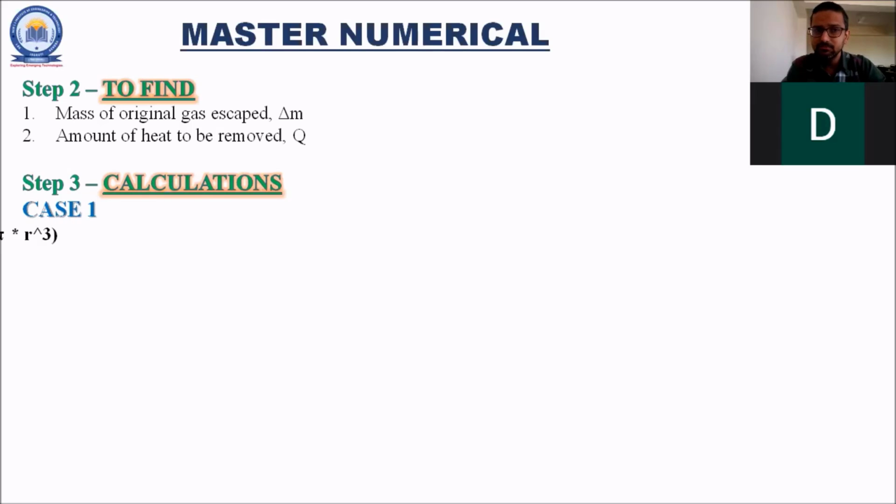Case number 1, volume of the spherical balloon. I hope friends you remember that the volume of the sphere equation is V is equal to 4 by 3 pi r cube. Volume of the sphere V is equal to 4 by 3 pi r cube. Are you remembering this equation? Okay, fine. Thank you all. So V is equal to 4 by 3 pi r cube.